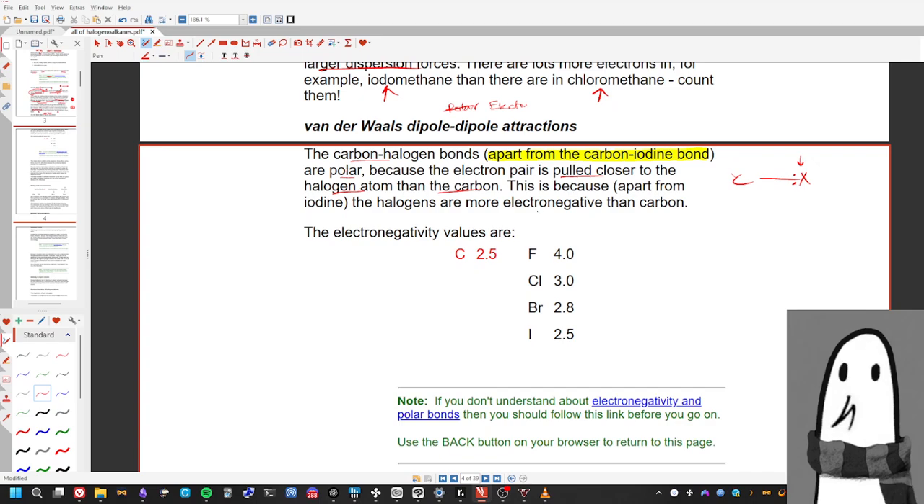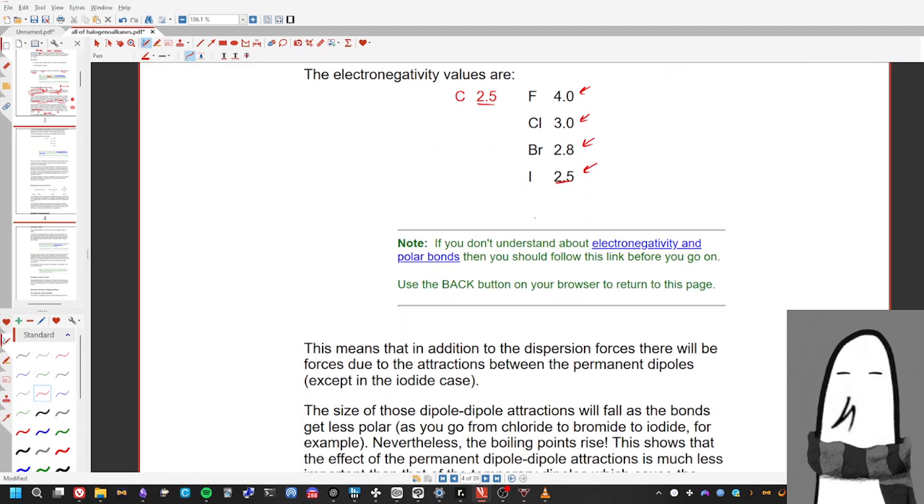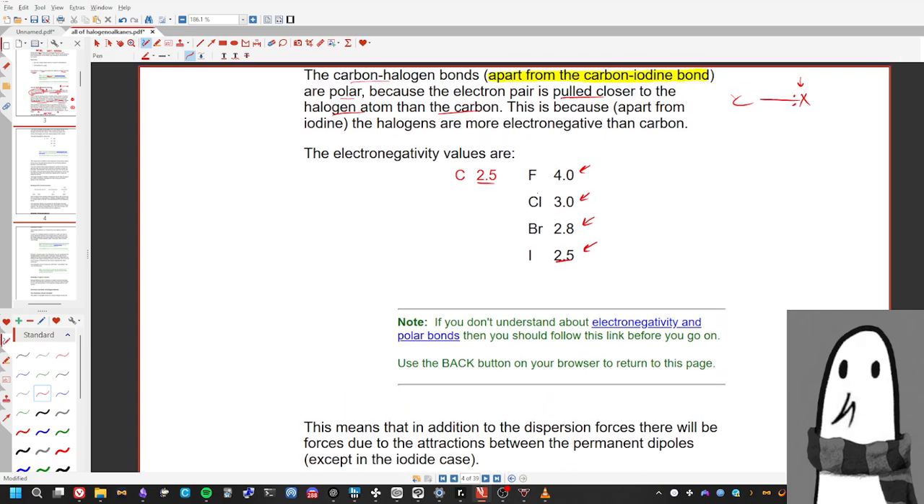If you look at the electronegativity values, first you have F, then Cl, then Br, and then I. If you notice, I has the same electronegativity as C. This is why the carbon iodine bond is not polar.